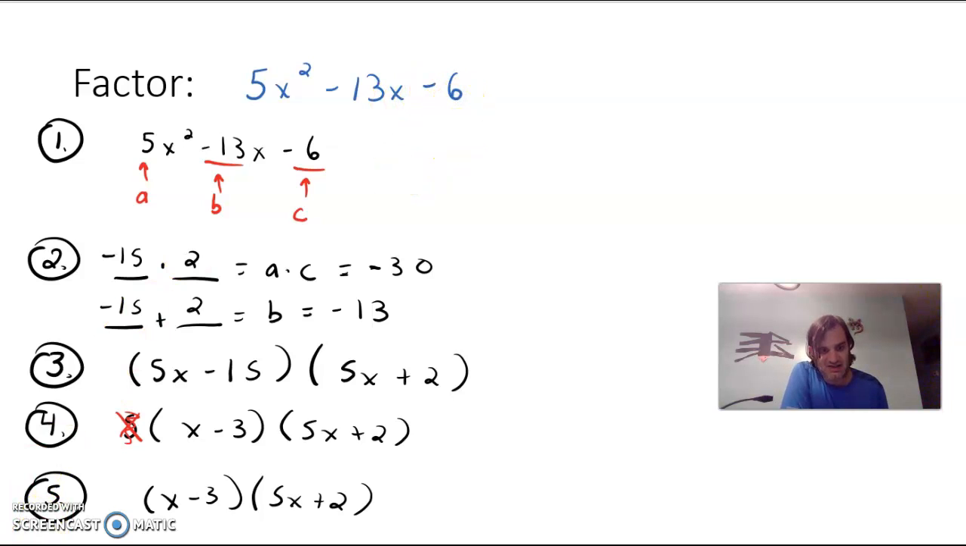Just stick to the method, be careful in step 2, and make sure you're paying attention in steps 3 and 4, and you'll be fine. Okay. More examples coming in the next video.